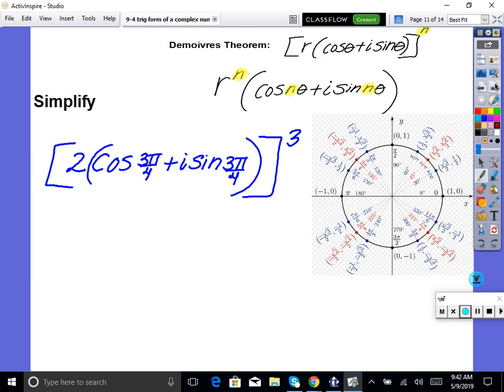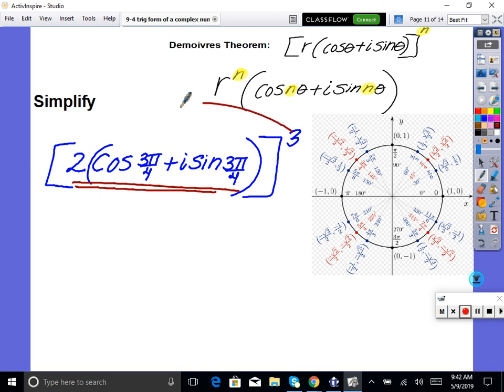So this is already in its trig form, and it says take this and raise it to the 3rd power. Now the long way would be to rewrite it out 3 times, double distribute, combine like terms. That would take a long time. Agreed? So we're going to do it with De Moivre's theorem. So what can we do?